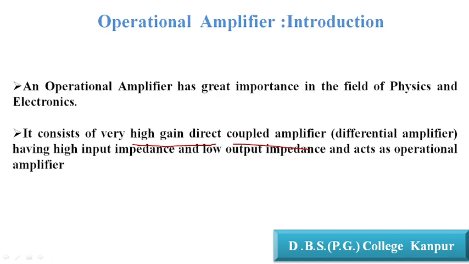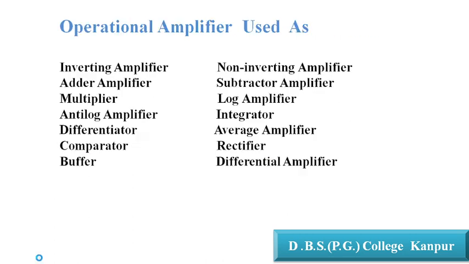There is a very important property in electronics: high input impedance. High input impedance of a device is very important in electronics, and low output impedance is also very important. These properties will be discussed in the next lectures, as today is only the introductory class. The operational amplifier has many applications.